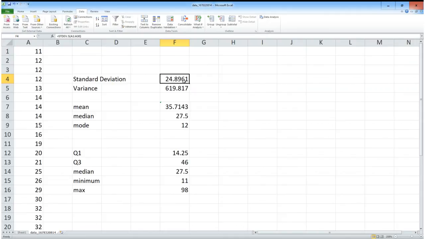Same thing with the variance. They have the same one, it's just VAR.S. But remember, you can also do the variance by squaring the standard deviation. So if I do that, you can see they're both the same.